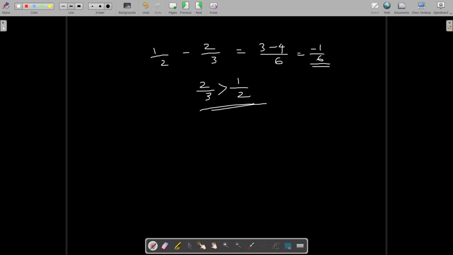Now, let's write a pattern. 1 by 2, 2 by 3, 3 by 4, 4 by 5, etc. We already know 2 by 3 is greater than 1 by 2. If that is the case, I can say that 3 by 4 is greater than 2 by 3. If that is the case, I can say that 4 by 5 is greater than 3 by 4. And etc. till infinity.